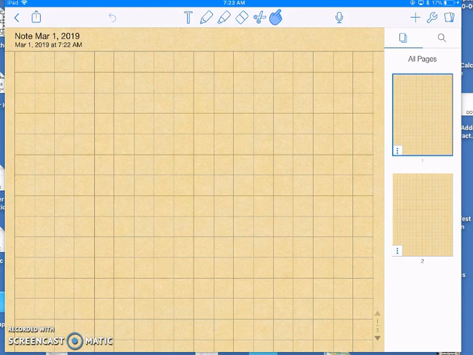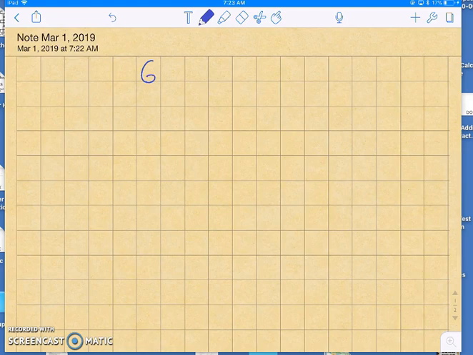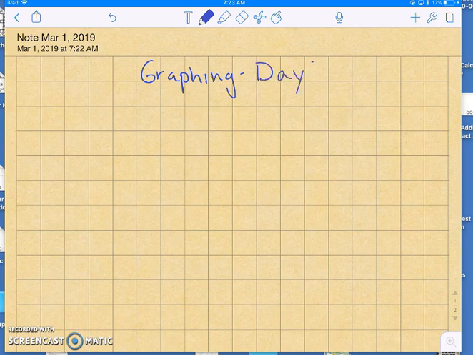Today's going to be our third day of graphing, and we're going to look at horizontal and vertical shifts of the sine and cosine curve. Where yesterday we just looked at amplitude and period, today we're going to add horizontal and vertical shifts.